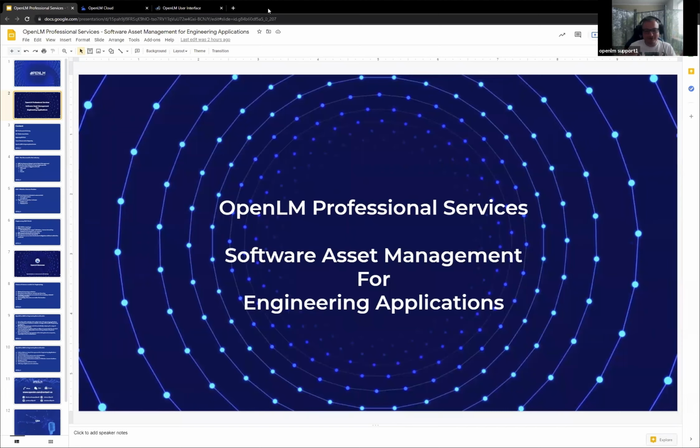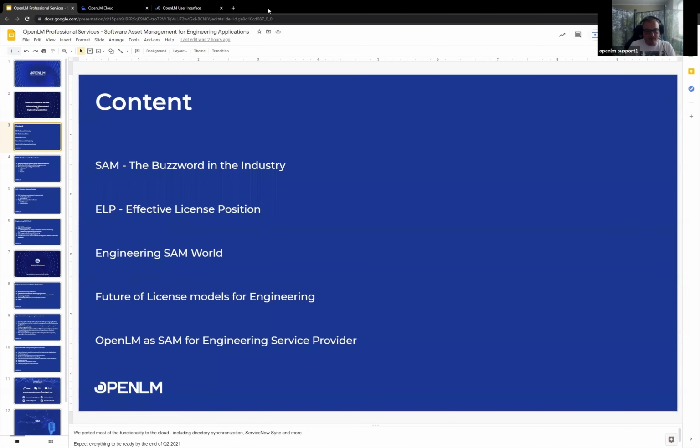But before we get to the PR piece, I would actually like to talk about the topic for today's webinar, which is called Software Asset Management for Engineering Applications. And as you may have inferred from the title, it's going to talk a little bit about why the SAM for the engineering applications is important, how does it differ from managing your regular software contracts like Microsoft or IBM, and maybe a little bit of dive into what I think is the future of the licensing models for engineering.